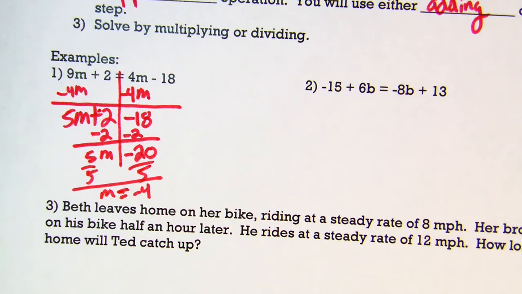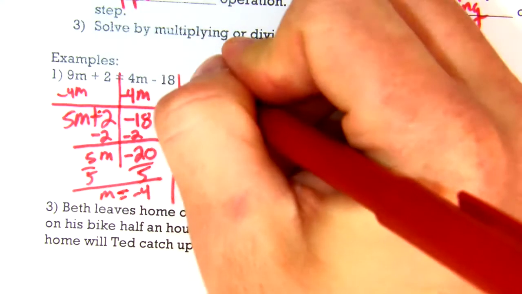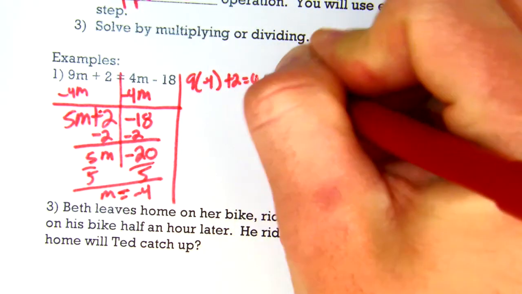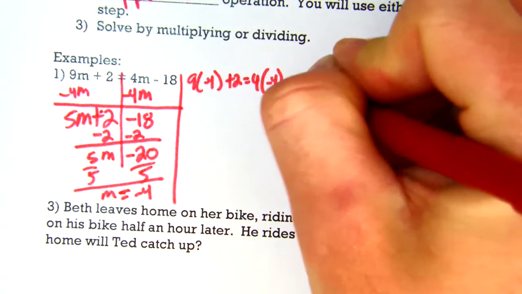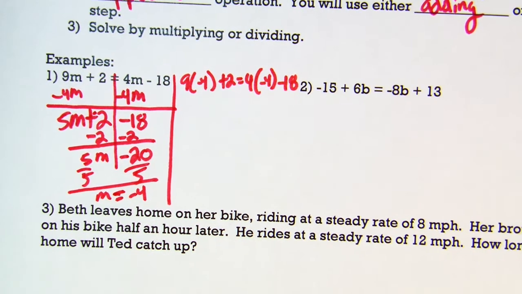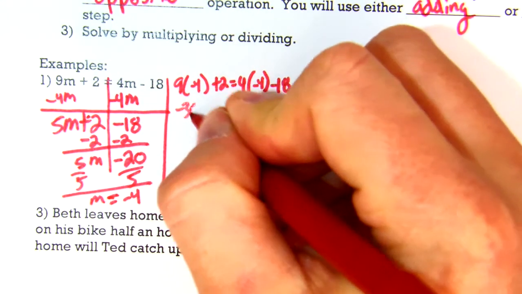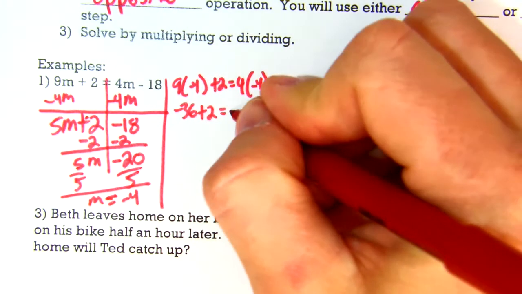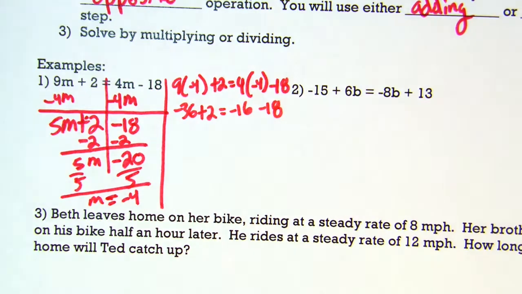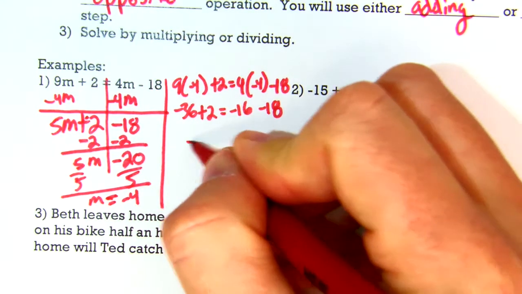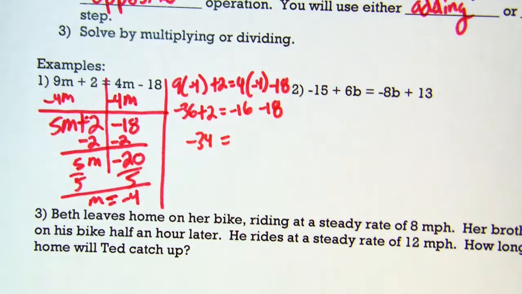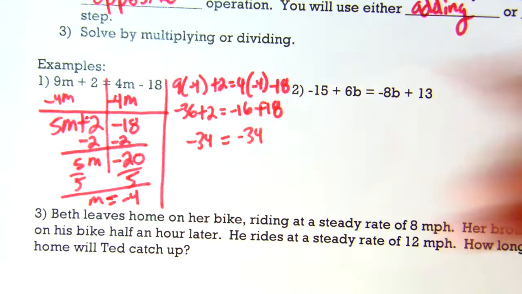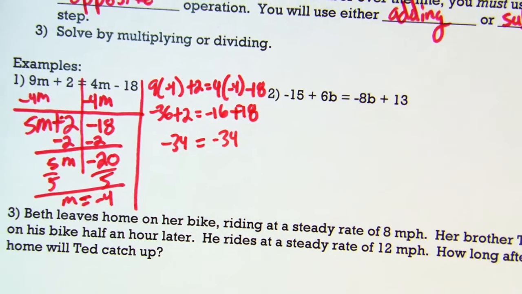Let's go ahead and check it. We'll plug it in. So 9 times negative 4 plus 2 is equal to 4 times negative 4 minus 18. 9 times negative 4 is negative 36 plus 2. 4 times negative 4 is negative 16 minus 18. Negative 36 plus 2 is negative 34. And then negative 16 minus 18 is a negative 34 because I'm adding the opposite. That checks and it works.